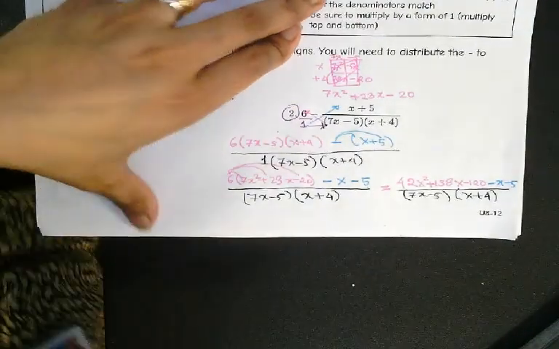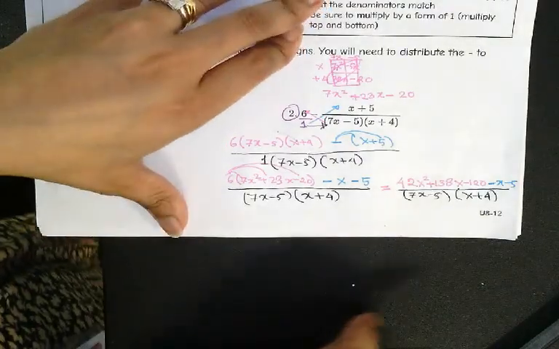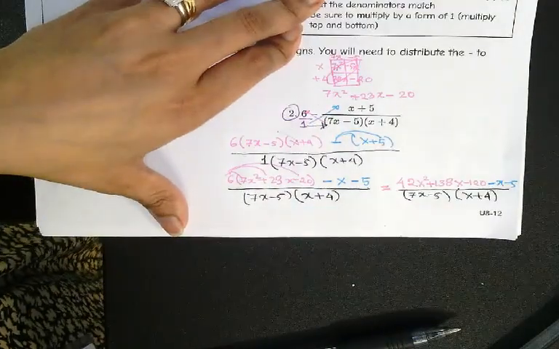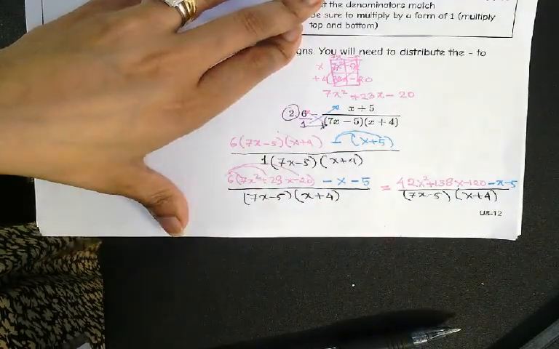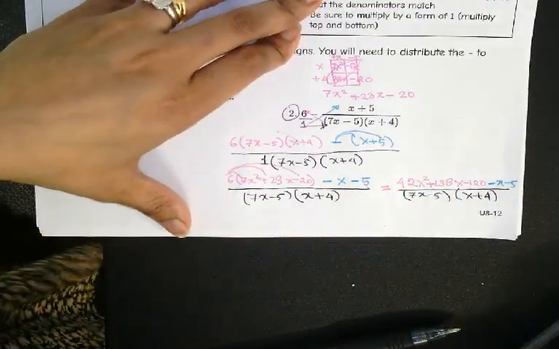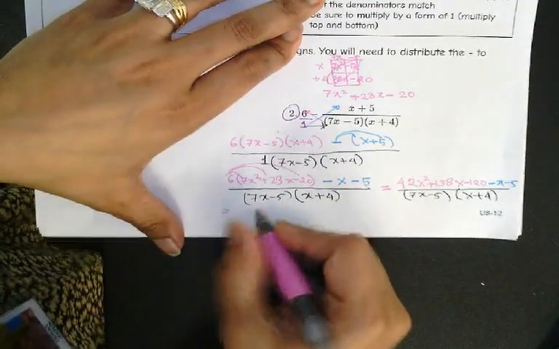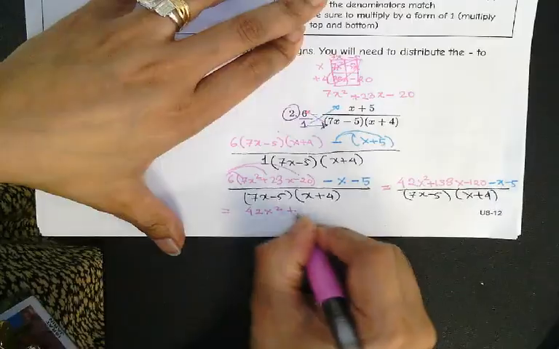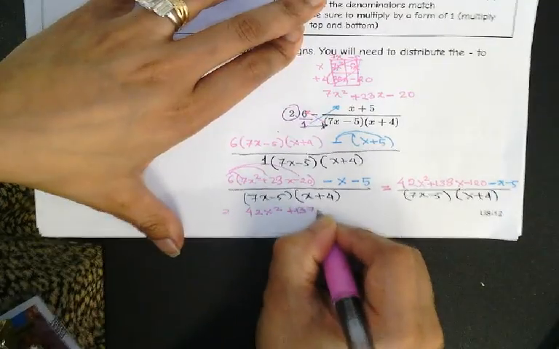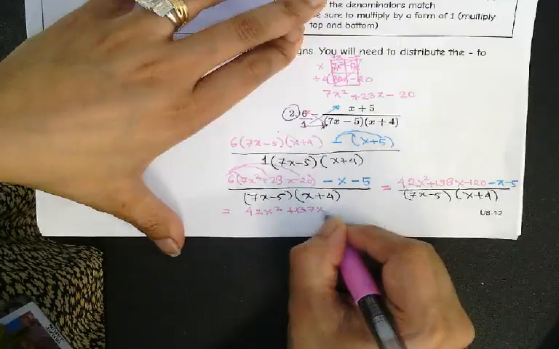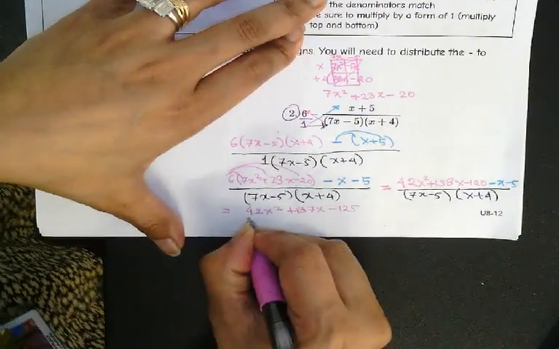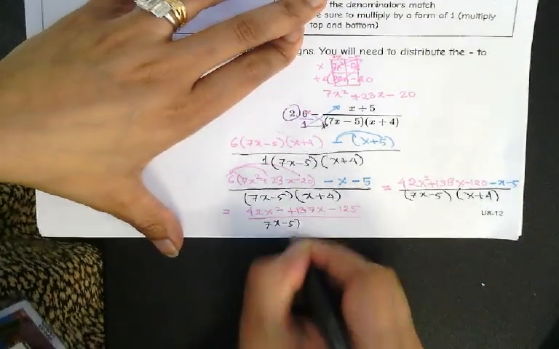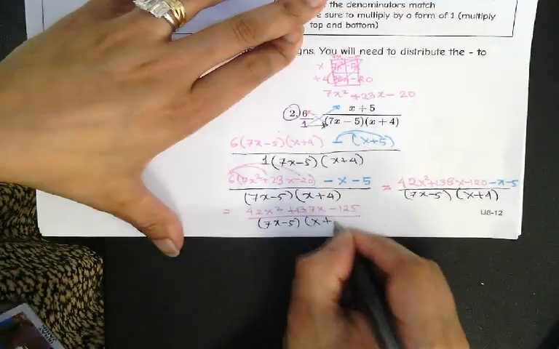Any questions or confusions anywhere? Okay, great. We're going to combine the like terms over here. Do I have any like terms? Yes. What are the like terms? 138x and negative x, and then negative 120. Okay, that's going to give me the final answer. So 42x squared plus 137x, then minus 125, over 7x minus 5, x plus 4.